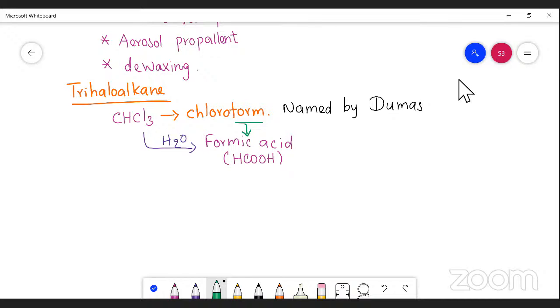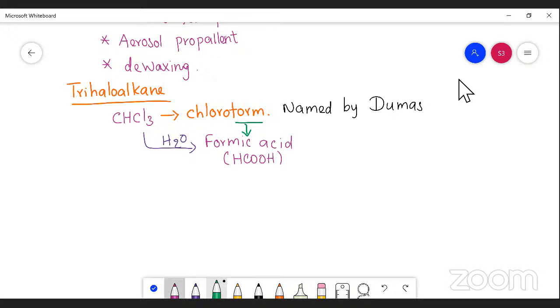Chloroform is a sweet smelling liquid. It may act as an anesthetic. What do you mean by anesthetic? Anesthetic means which will cause unconsciousness. You hear that chloroform is used as an anesthetic. Is it true? Definitely not. We may see later.